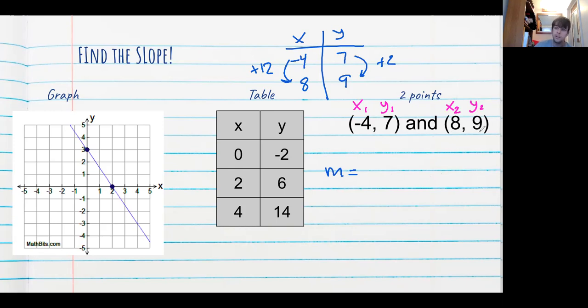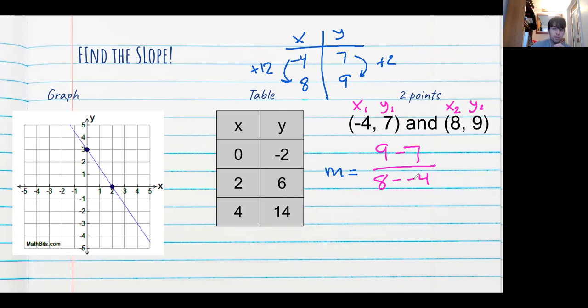So the slope formula is change in y on top. So it's y2 minus y1, 9 minus 7. And then x2 minus x1. So that's 8 minus -4. We're finding the difference. We're finding the change in. So that's why we're subtracting here.